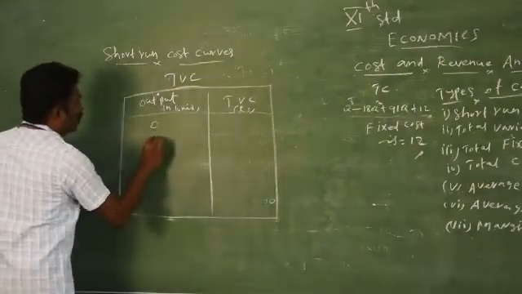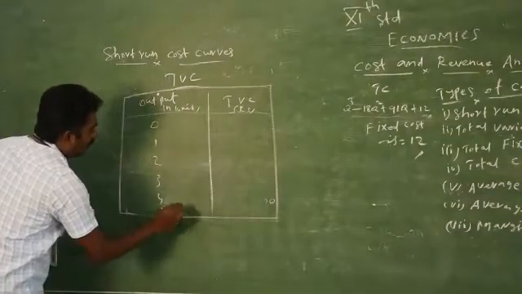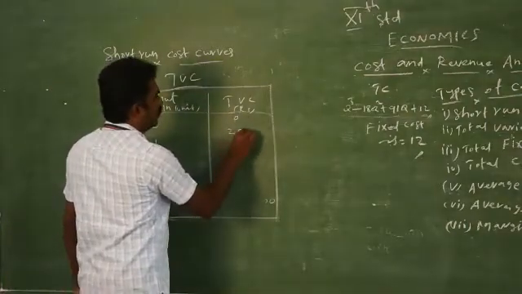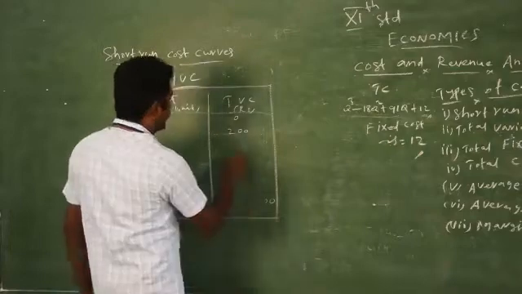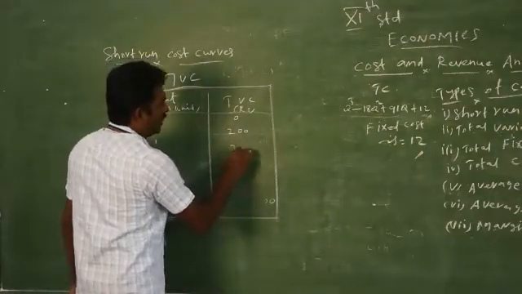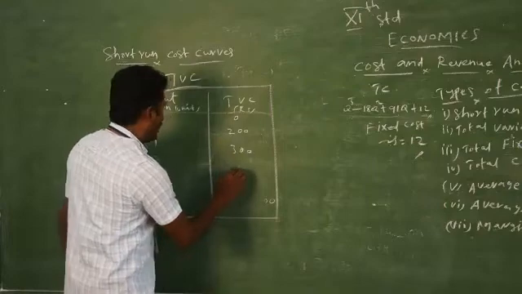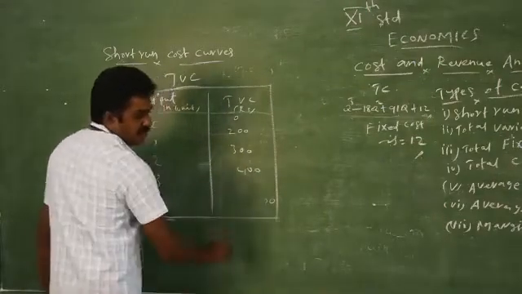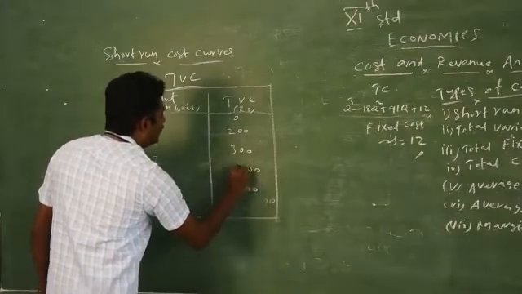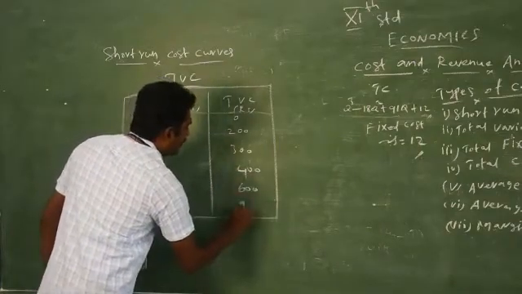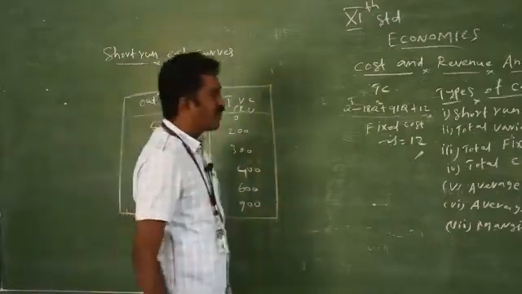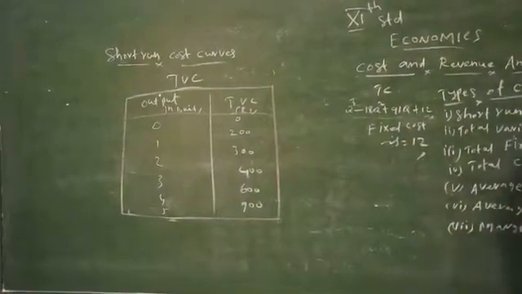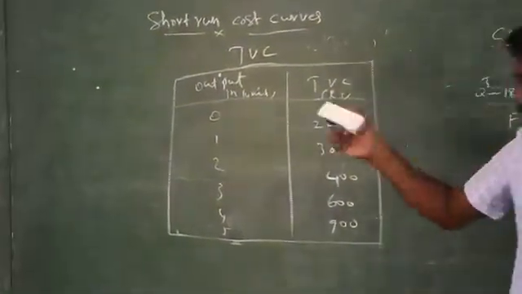Output is 0, 1, 2, 3, 4, 5. Total variable cost here is 0, 200, 300, 400, then 600. So likewise the total variable cost is increasing. Total fixed cost is fixed. The 1000 I have written.